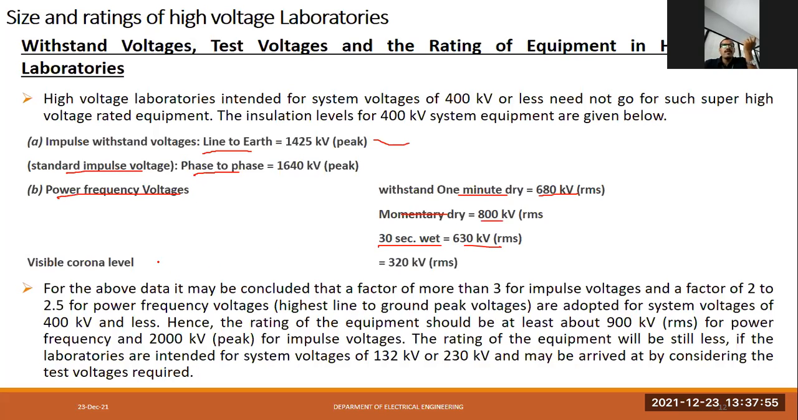So whatever corona level we are going to see or experience, in such cases the visible corona level will be around 320 kV RMS value.